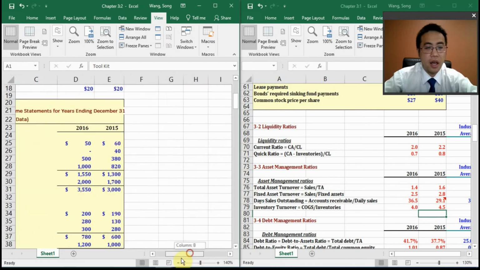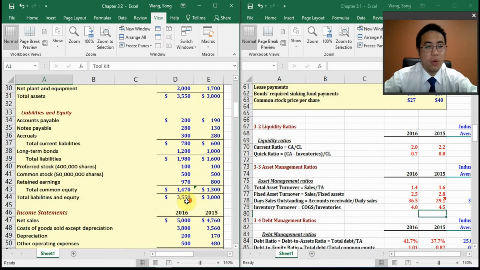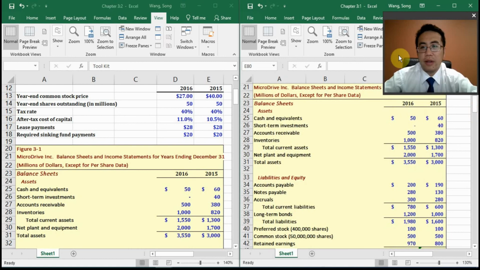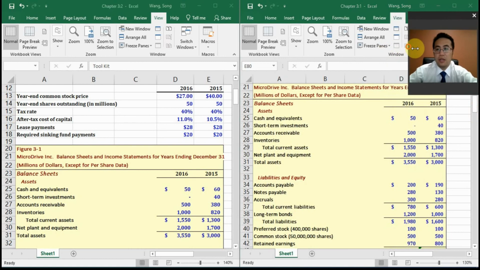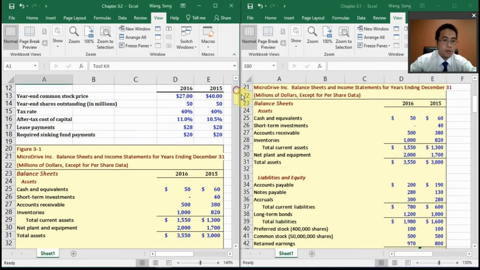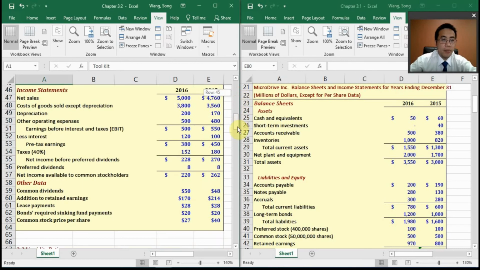On the left-hand side, I want it to be the working window, and the right-hand side, I want it to be the reference window from where I borrow the numbers from the balance sheets or income statement. And also, I need to shrink my head a little bit so it does not block your view. Okay, so this is the setting I want to start the work.